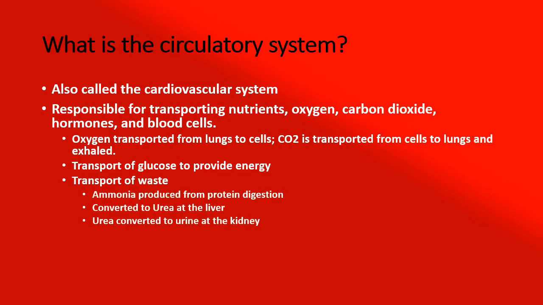There's also the transport of waste. Protein digestion actually creates ammonia. Ammonia is a very toxic substance. As humans, we do not want to secrete ammonia, so ammonia needs to be converted to a less toxic form. So ammonia is converted to urea at the liver, and then the urea is being converted to urine at the site of the kidney.